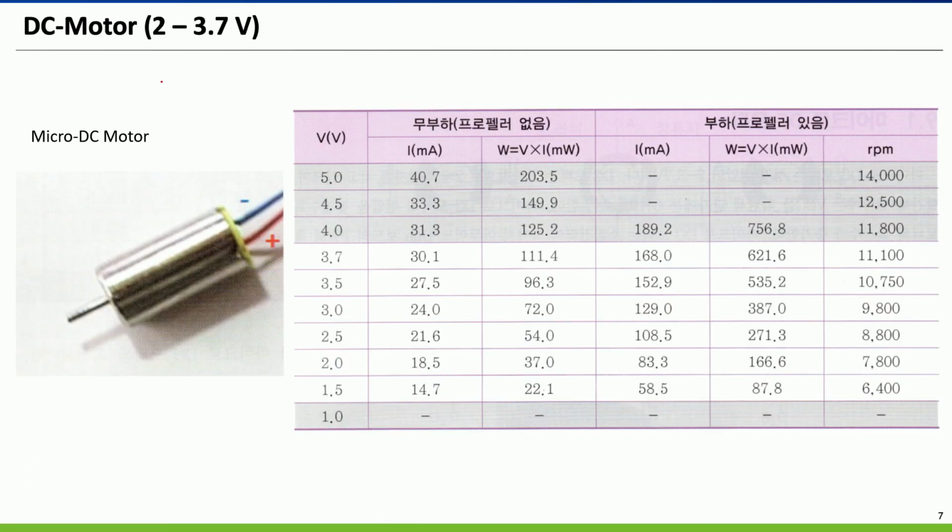From your textbooks or in your Arduino kit module, you have a tiny micro DC motor. The maximum is 3.7 volts. It is the ideal input voltage for your micro DC motor.